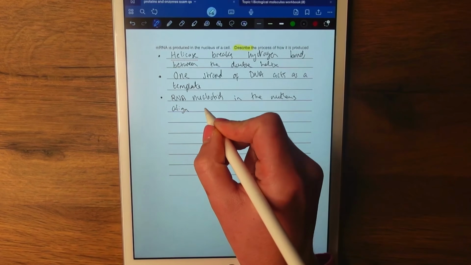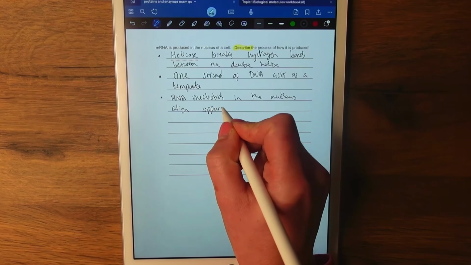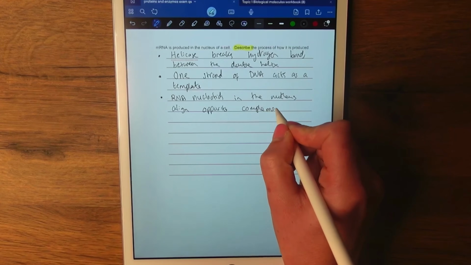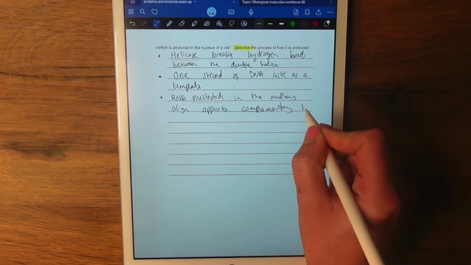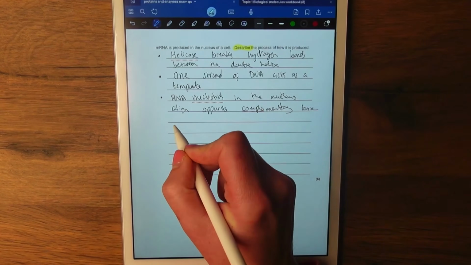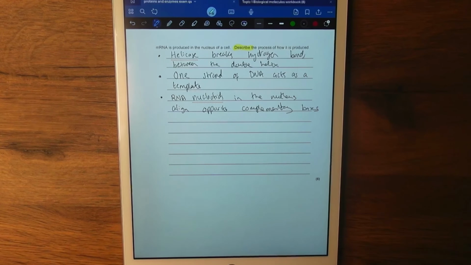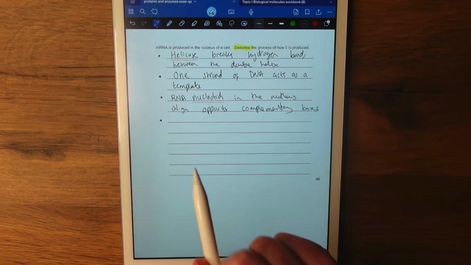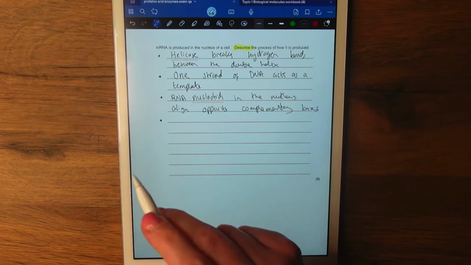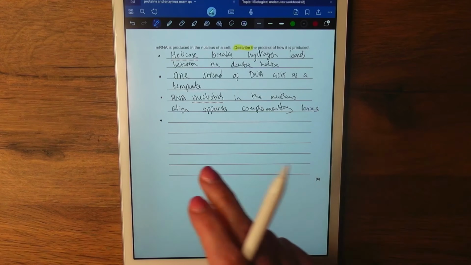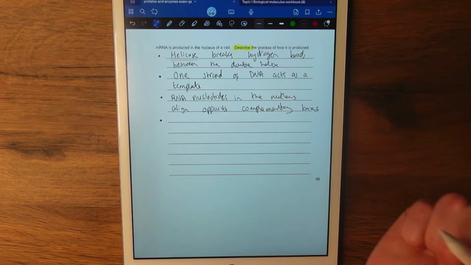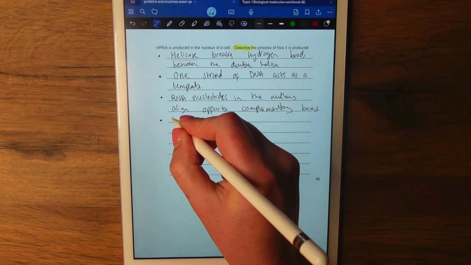Align opposites, complementary bases. And the next thing then is the enzyme RNA polymerase, and that joins together the adjacent RNA nucleotides.